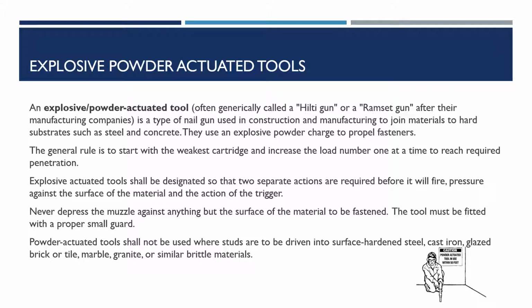The general rule is to start with the weakest cartridge and increase the load number one at a time to reach the required penetration. Explosive actuated tools shall be designed so that two separate actions are required before it will fire: pressure against the surface of the material and the action of the trigger. Never press the muzzle against anything but the surface of the material to be fastened. The tool must be fitted with a proper spall guard.